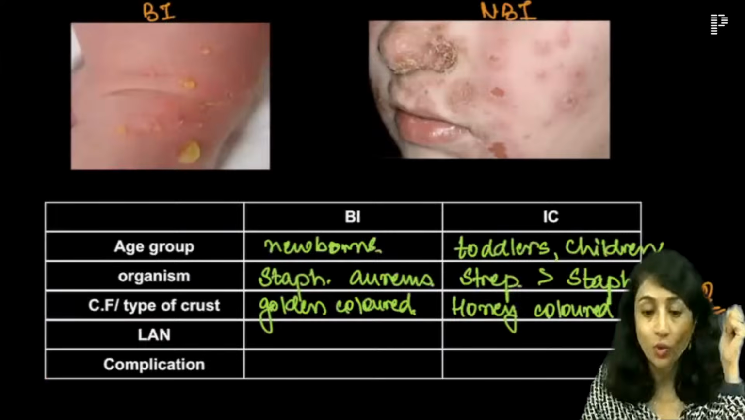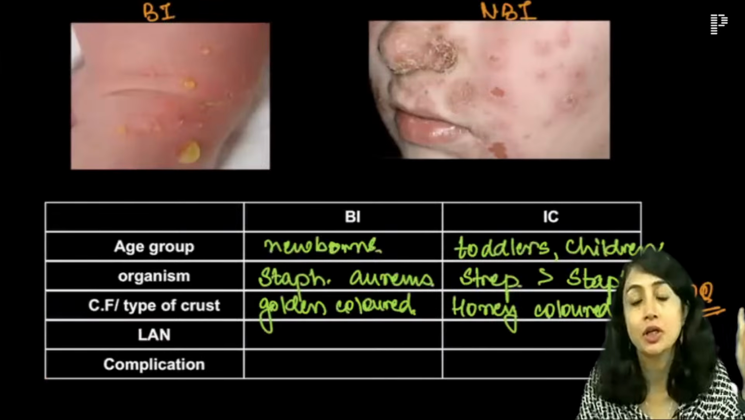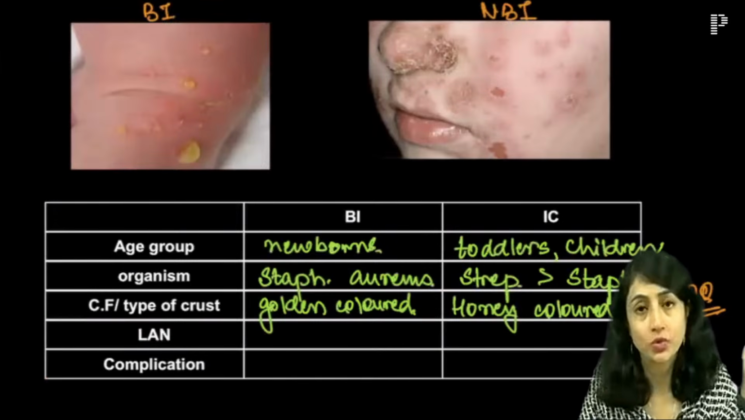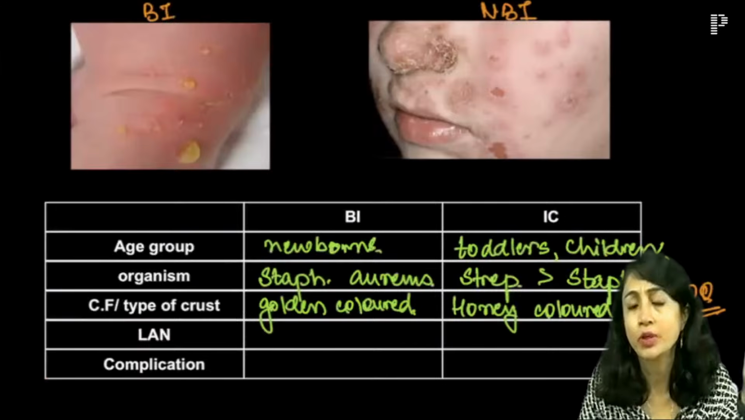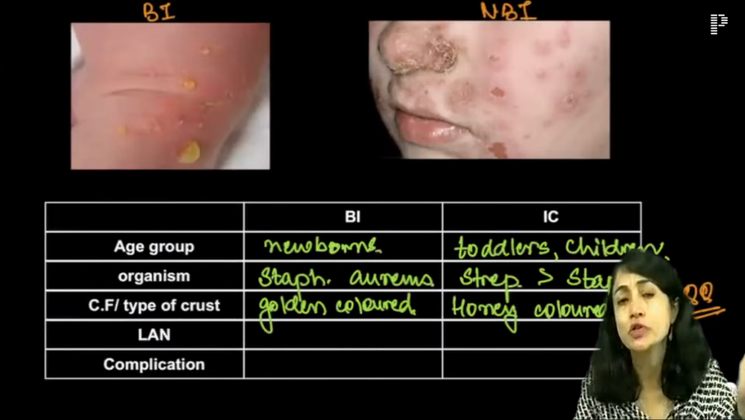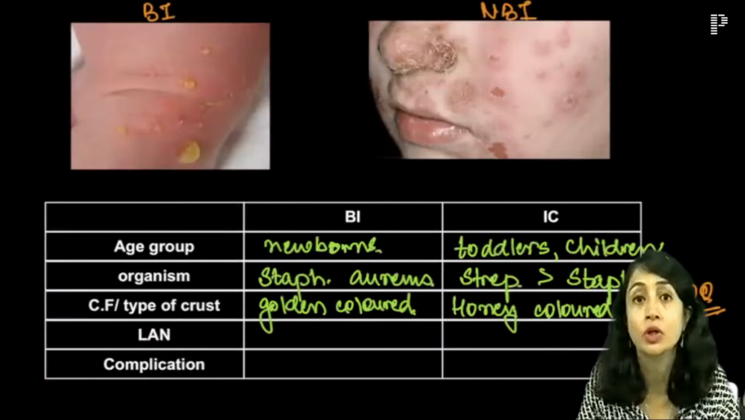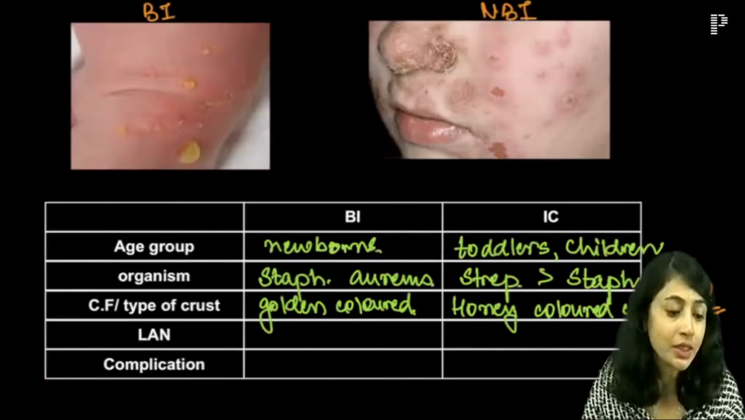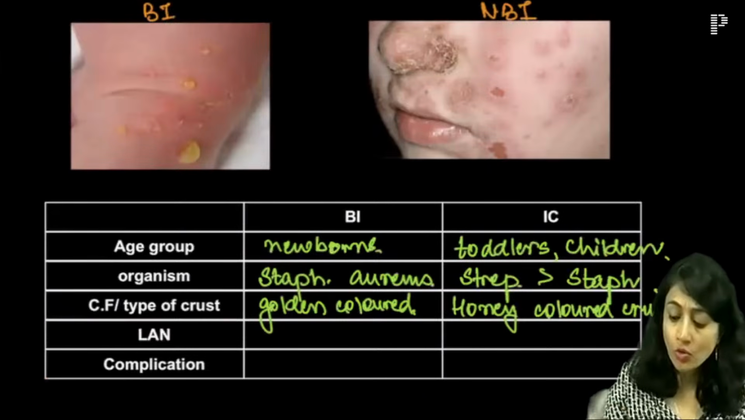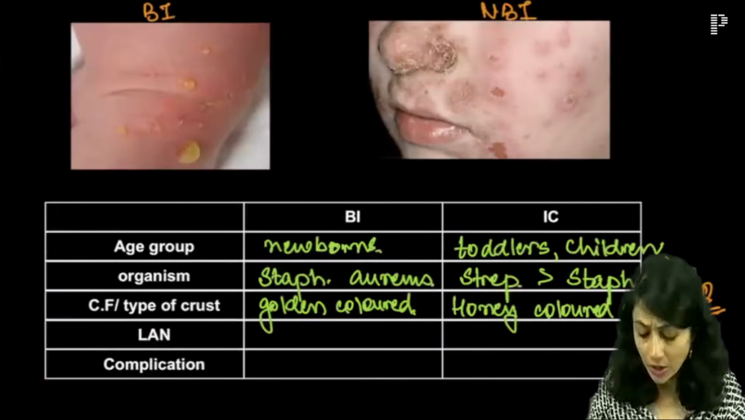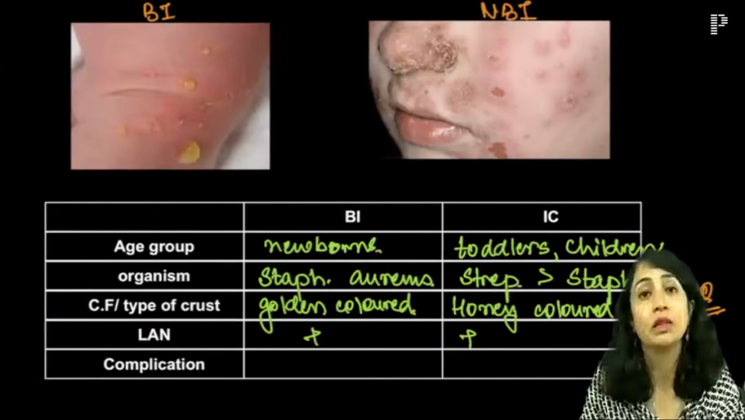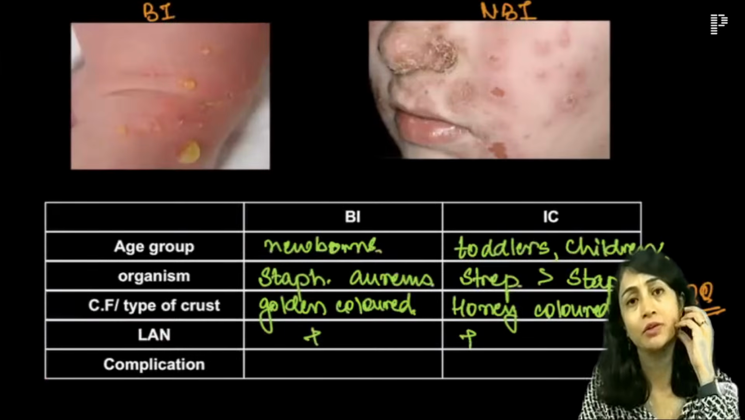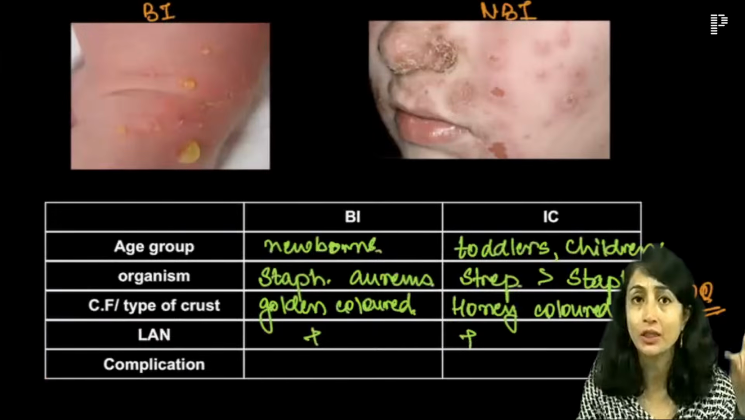Okay, next question. What complication is non-bullous impetigo associated with? What is the common, not very common, but the complication which is associated with impetigo contagiosum, which has also been asked in the exam? So any idea? I'll wait for your inputs. Now, bullous impetigo and impetigo contagiosum both can present with lymphadenopathy because it's a bacterial infection. So localized lymphadenopathy will be present.